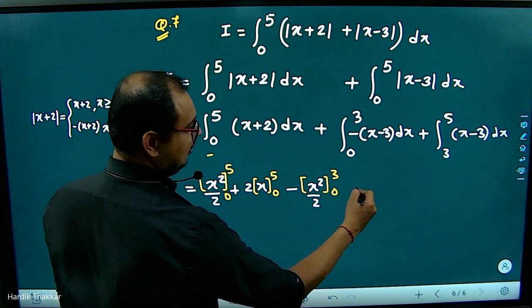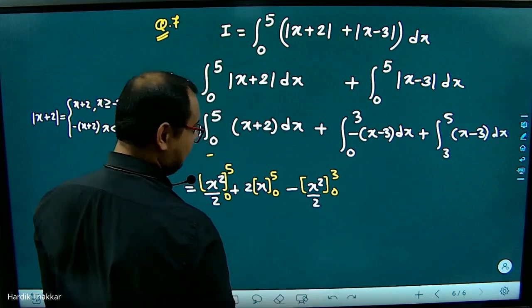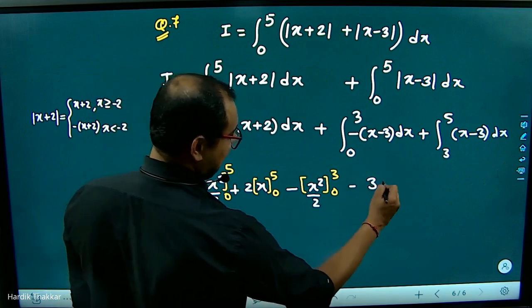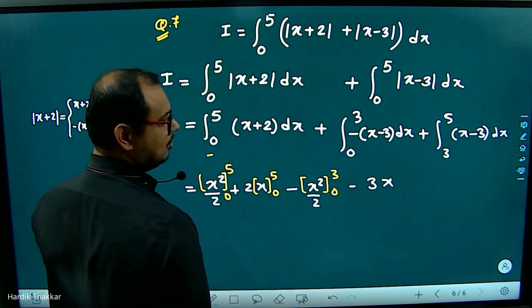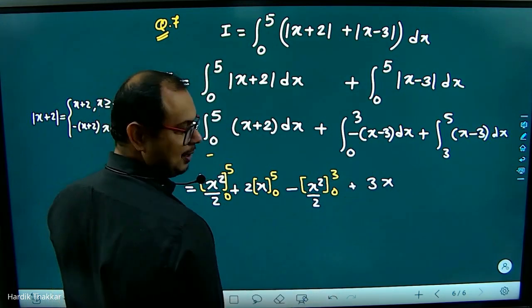Integration of 3 minus 3 will be minus 3x, but minus is also there, so it will be minus minus means plus 3x.